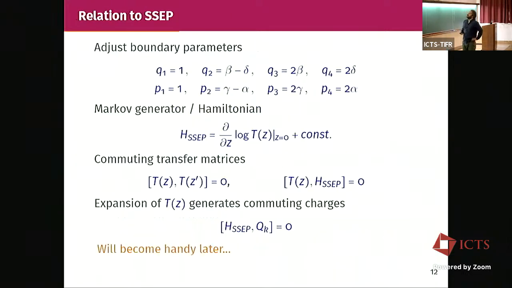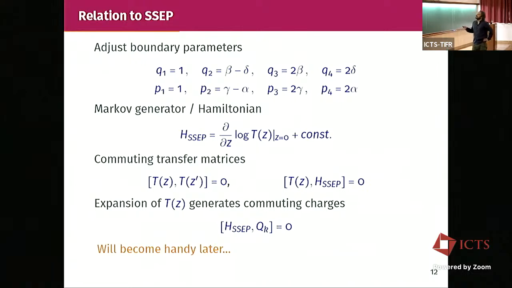Now I would like to match this to my Hamiltonian of the open SEP, and for this I just have to insert these boundary rates in a certain way, which I give you here. Then the logarithmic derivative of the double row transfer matrix will be the generator of the open SEP, as we've seen before, with these two boundary terms now. Again, the transfer matrix commutes with the Hamiltonian. Again, we can also expand the transfer matrix and we obtain commuting charges that I call Q_k. This will become useful later on.